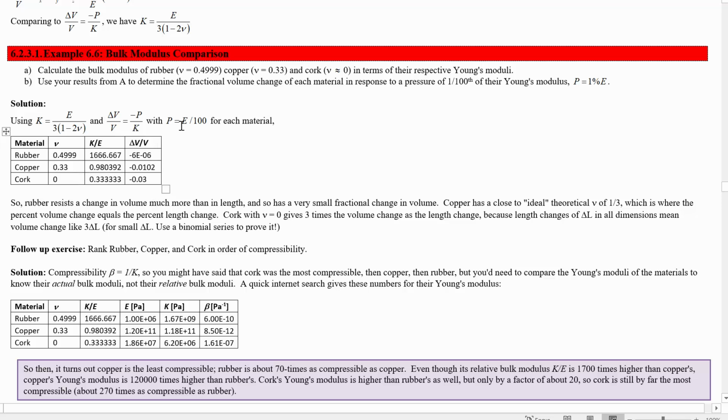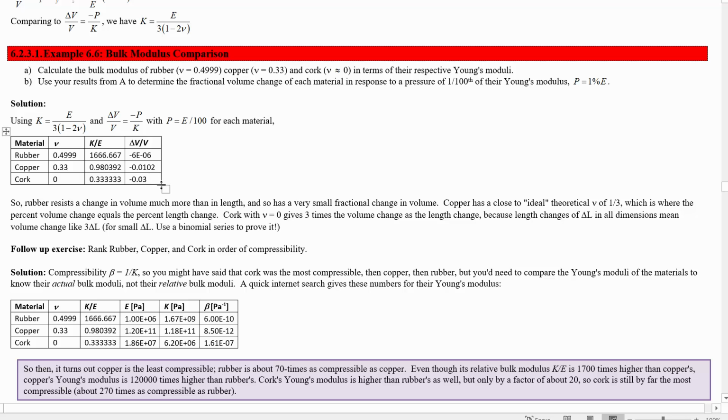And what this means is that the fractional volume change you will get if you put in a pressure of 1/100th of the Young's modulus of the material is very different for the three different things. So for rubber, with a pressure of 1/100th of the elastic modulus of rubber, you'll have almost no volume change. It's like 6 parts per million of volume change. For copper, you'll have a fractional volume change of 1% if you put in 1% of the Young's modulus of pressure. Whereas for cork, you'll have 3%.